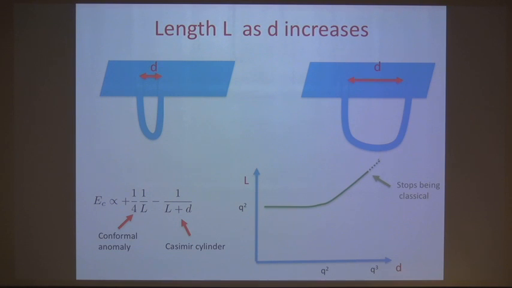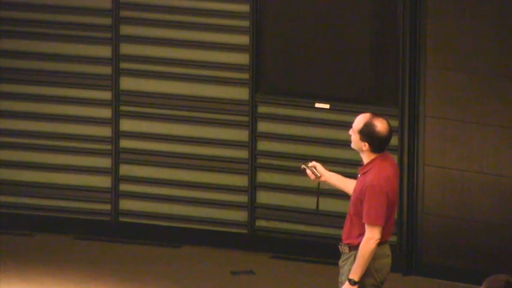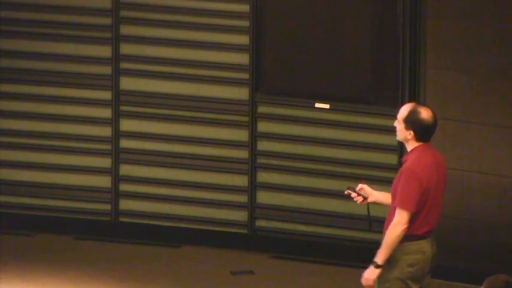Now, you can ask what happens if you start increasing the distance. So we discussed the solution when the length of the throat was much bigger than the distance. And in that regime, the length of the throat was independent of the distance and was proportional to q squared. And as you start increasing the distance, you can solve the equations in a similar way as what I discussed. And you find that the length of the wormhole now starts increasing with the distance. And it's always bigger than the distance. So if we draw here the distance line, it's always bigger, which is good. It's compatible with the previous discussion.